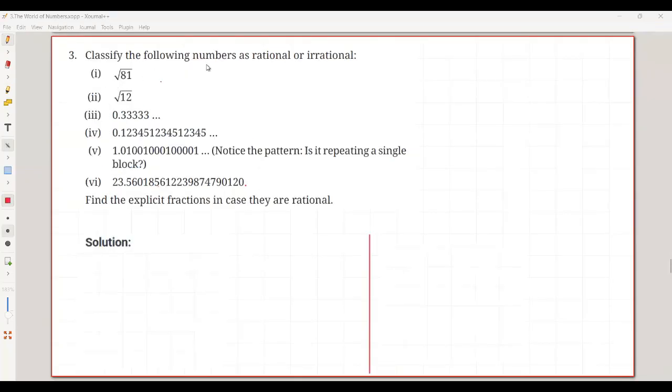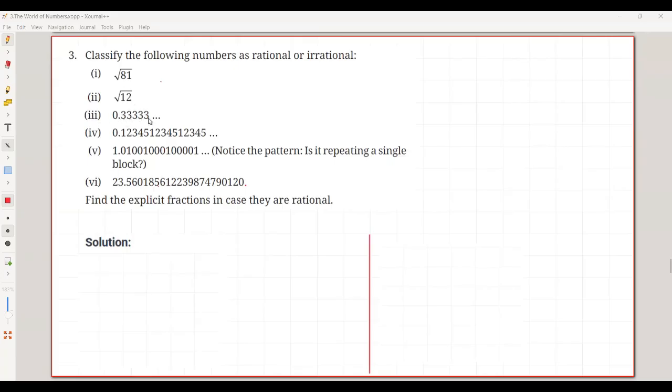Question number 3. Classify the following numbers as rational or irrational. We have to identify whether the given number is rational or irrational. By seeing a square root, we cannot directly say it is irrational. It's not like that. If inside the square root you have a perfect square number, it's a rational number. For example, root 81 is a perfect square, and its value is 9. 9 is rational, not irrational. Root 12: 12 is not a perfect square number, so this is an irrational number.